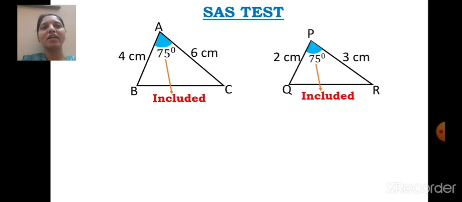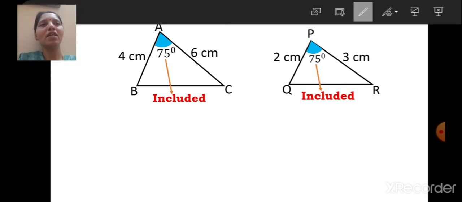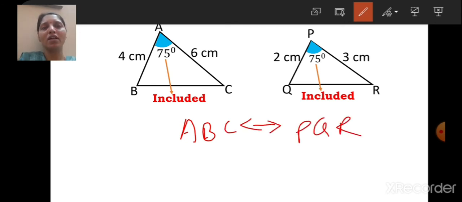Now let's understand this with the help of an example. Here I have drawn triangle ABC and triangle PQR. In the figure itself you can see AB corresponds to PQ, AC corresponds to PR and angle A corresponds to angle P. That means the correspondence here is ABC corresponds to PQR, right? Now what next you have to find out? Corresponding congruent angles. So here you can see angle A is congruent to angle P.